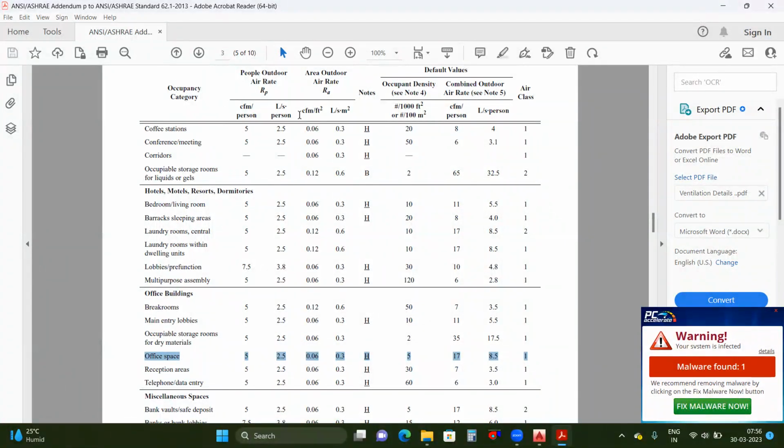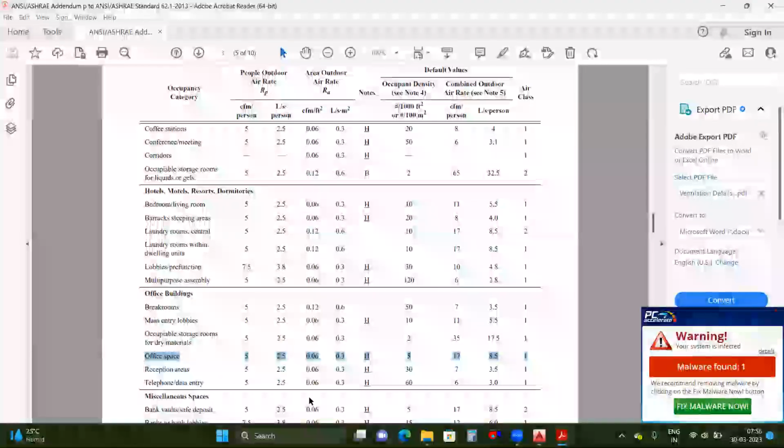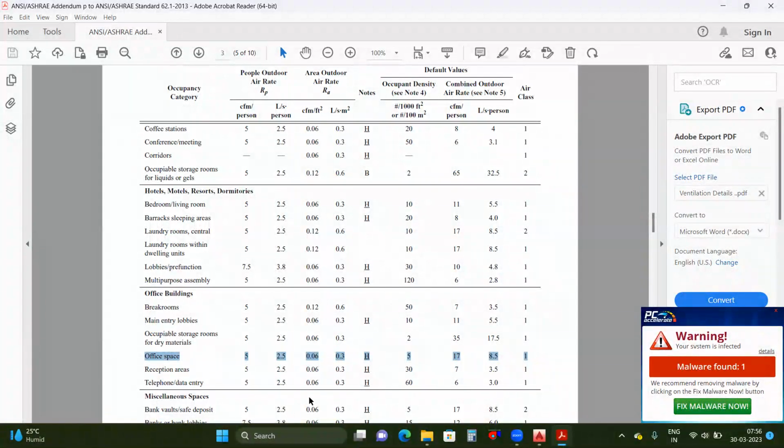And next is CFM per square feet, so CFM for square feet of area. The floor area is 150 square feet in our case, that is office space. So for 1 square foot, how much CFM is required? That is 0.06, so we need to multiply with 150, and then we will get the CFM. Next is liter per second per meter square, that is 0.3. That is just a conversion.